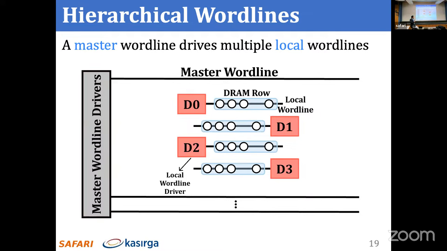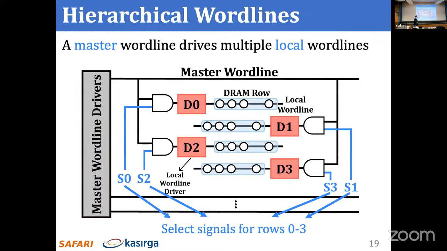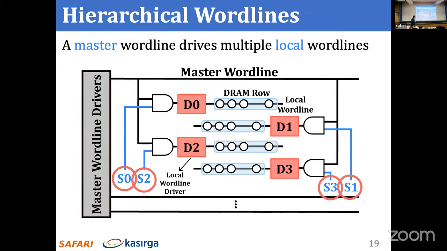This is what they look like at one abstraction level. And then we hypothesize that there are these AND gates that are controlled by a combination of a master word line and these select signals that I depict here as S0 to S3. Now we'll look at how we operate these select signals when we send the QUAC command sequence. So on the left, we have the least significant two address bits of the row address. And on the right side, we will see how the select signals are driven.